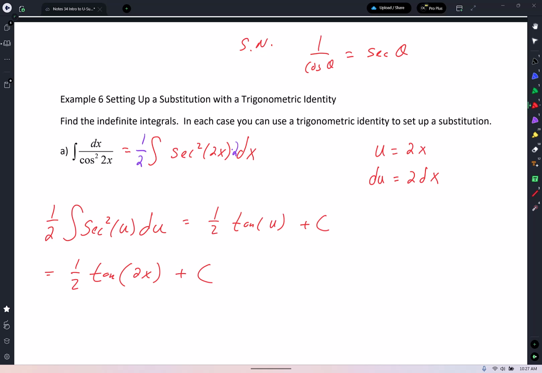Where's the what? Oh yeah, because I substituted. U equals 2x. I plugged in a u. The 1/2? It's right here. That's the 1/2. What 2? 2, yeah. 2 dx is du. I substituted, right?